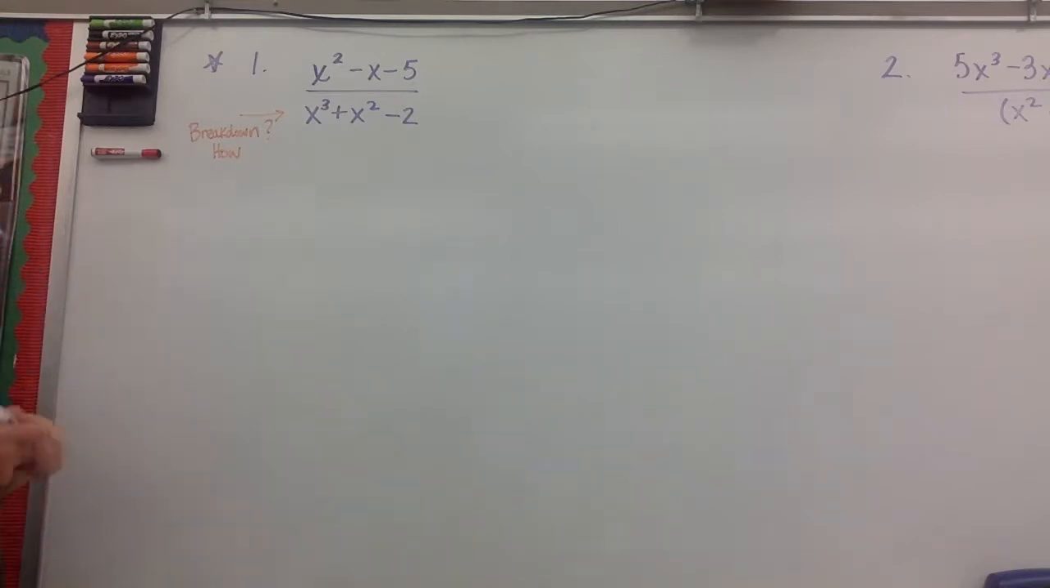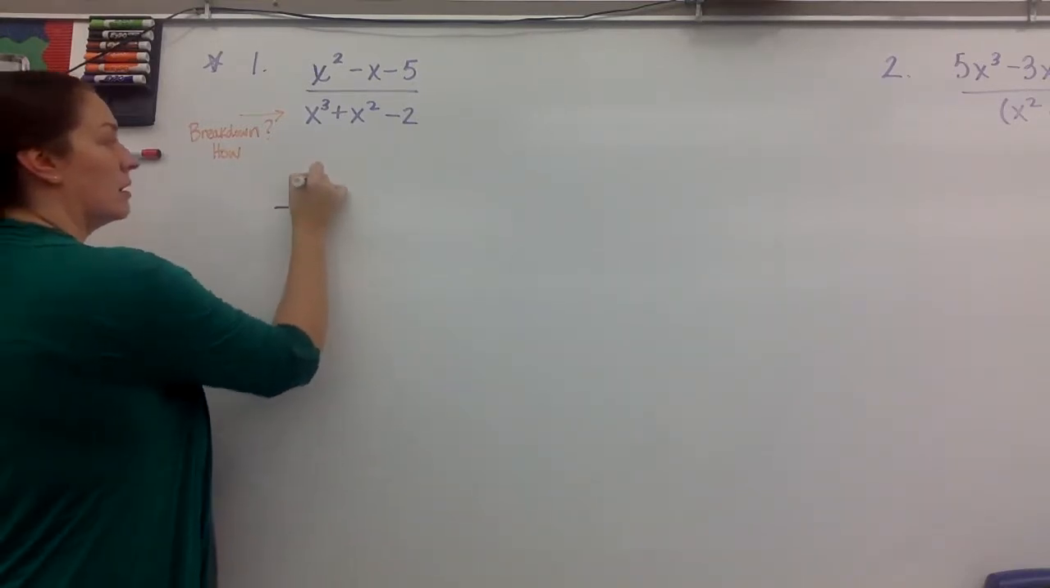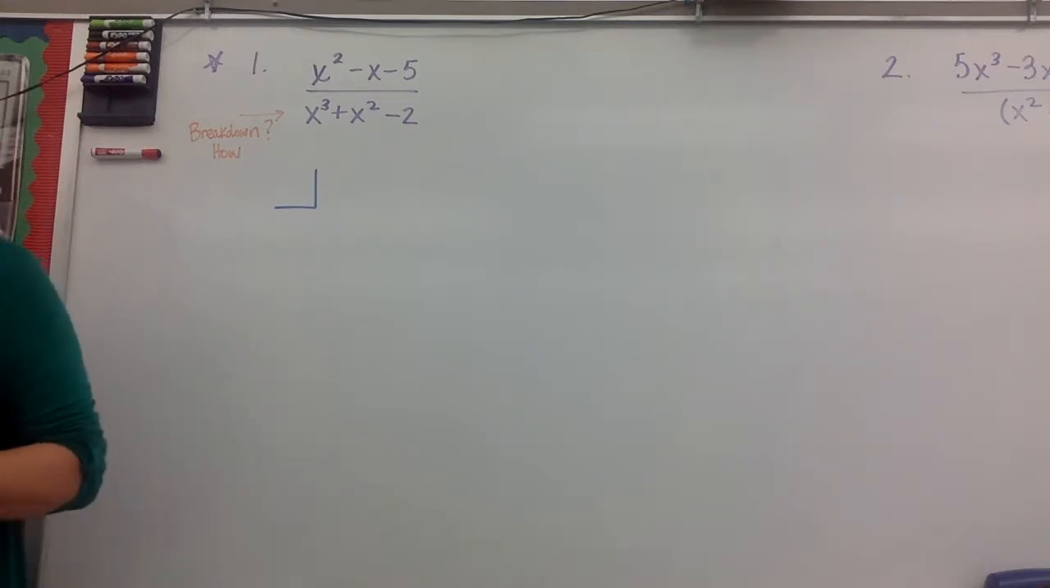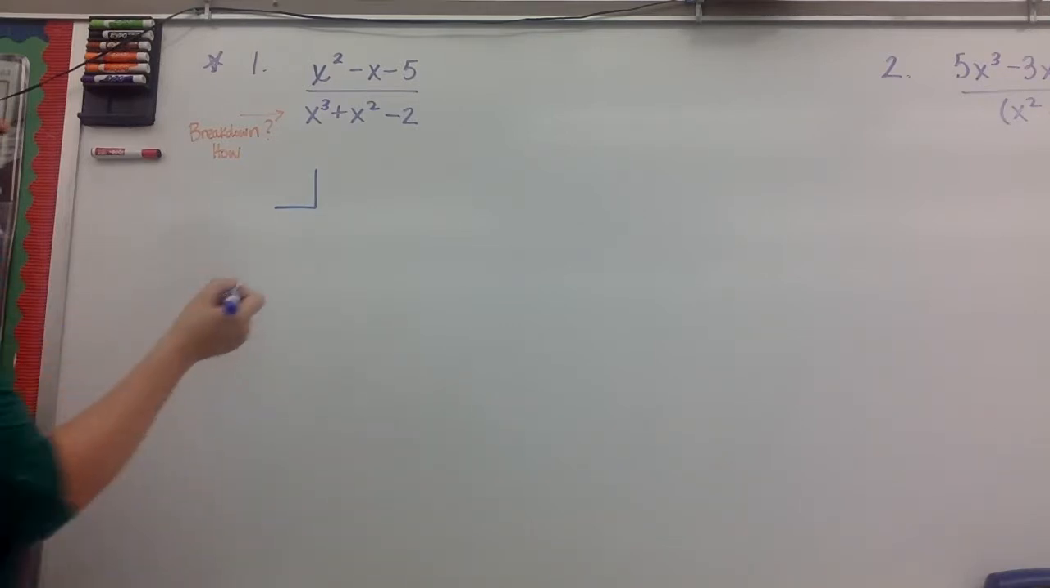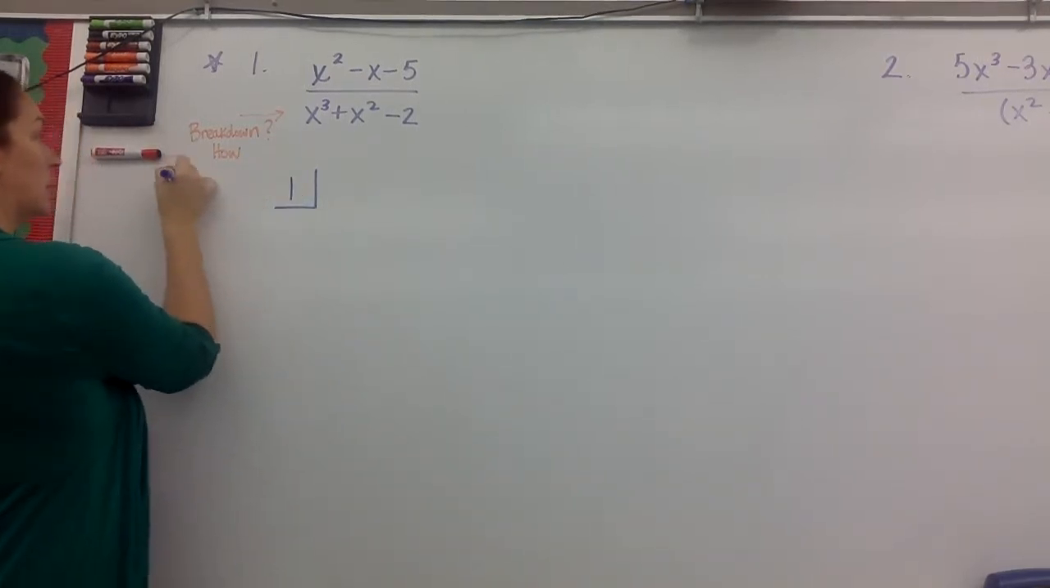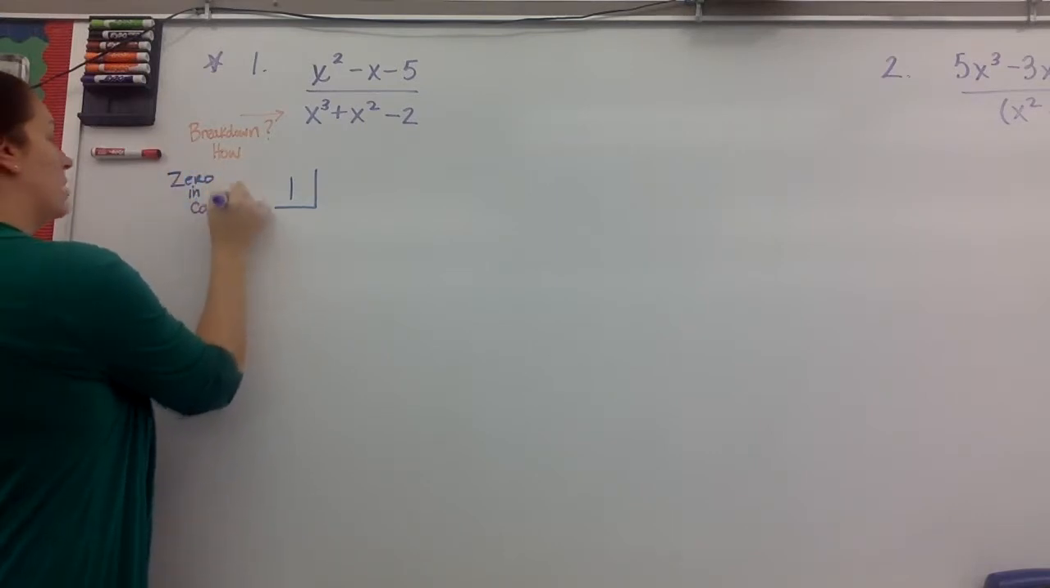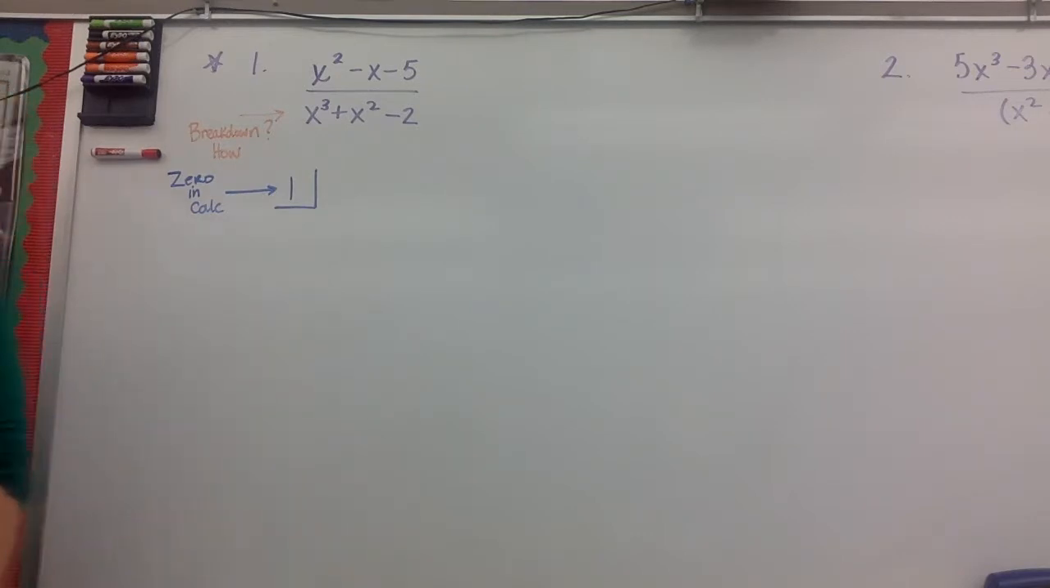What do you think? Come on, look at the picture. Go to the table. What is 1, 0? 1? You got an error at 1? So 0 in the calculator is 1.